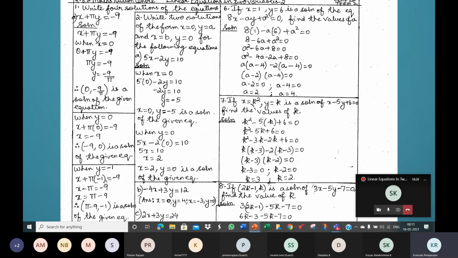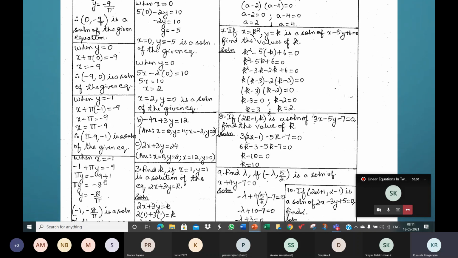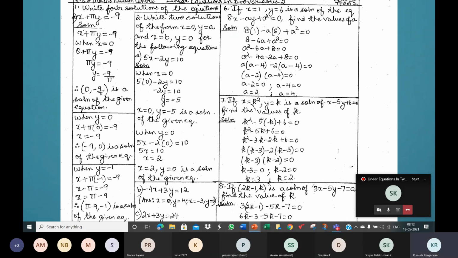So like this, you'll have to find 4 solutions. And I said you can take any values. Just for the sake of simplicity, work with small numbers. But again, you can take any number. You can take fractions. You can take any real value. You can even take 0.